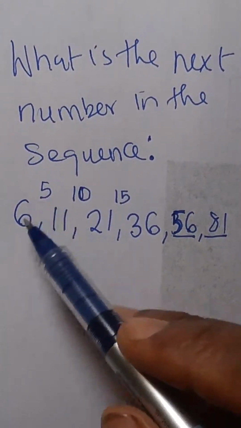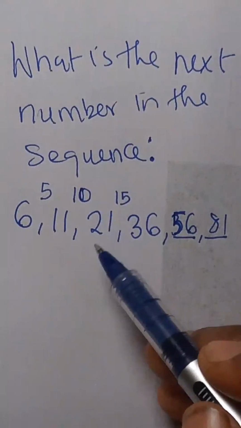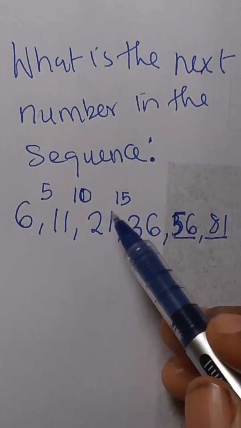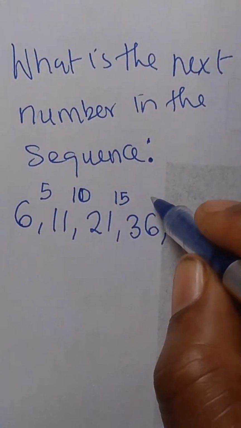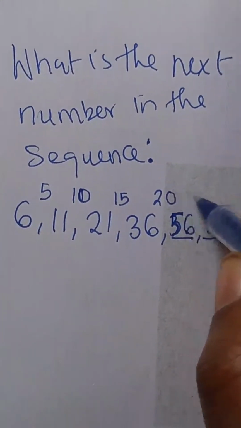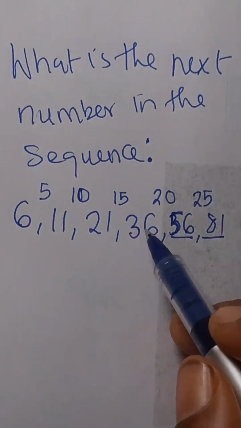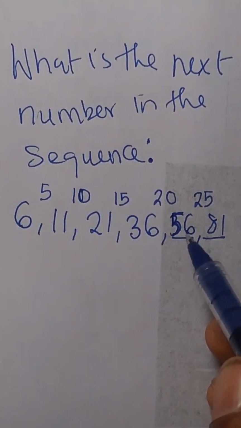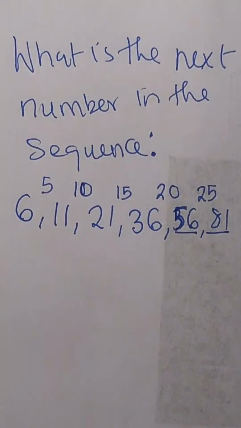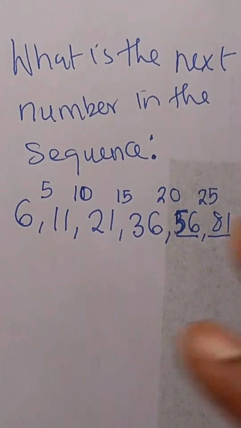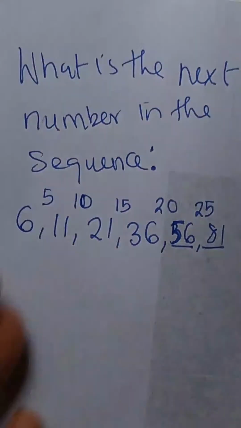So this is 6 plus 5 is 11. 11 plus 10 is 21. 21 plus 15 is 36. Then if it is increasing by 5, we should have 20 next, and after 20, we should have 25. So 36 plus 25 will give us 56, and 56 plus 25 will give us 81. So the answer is 5681.